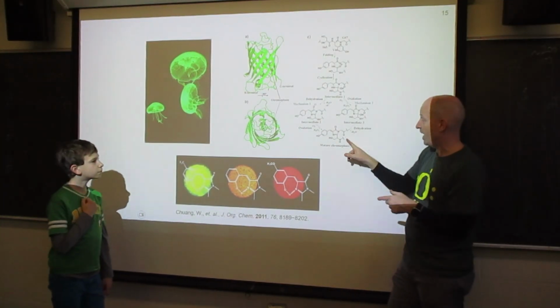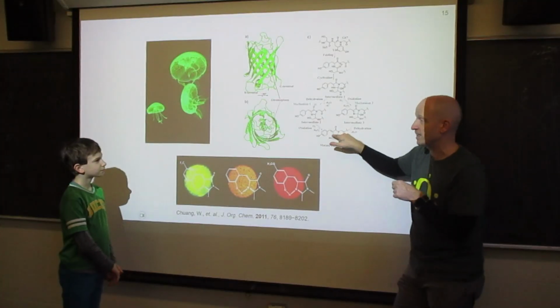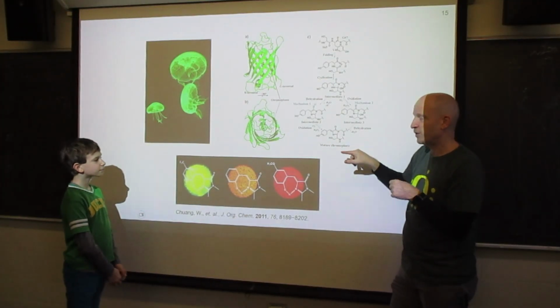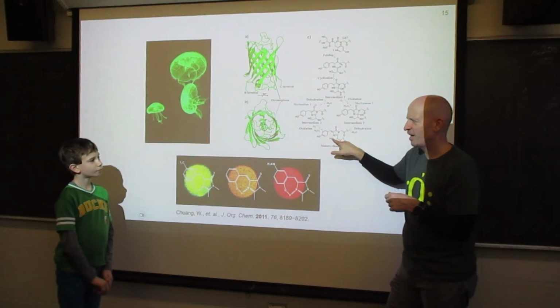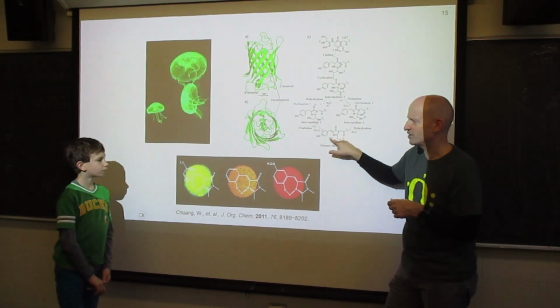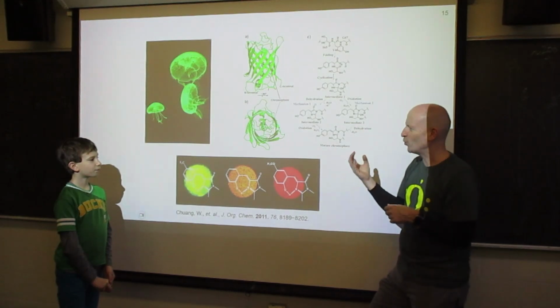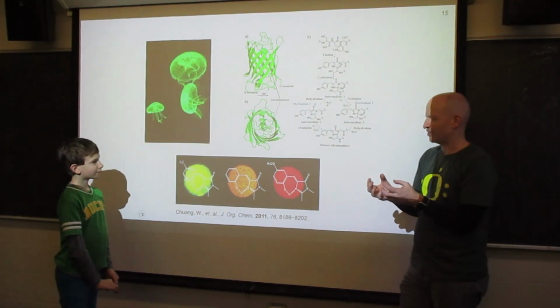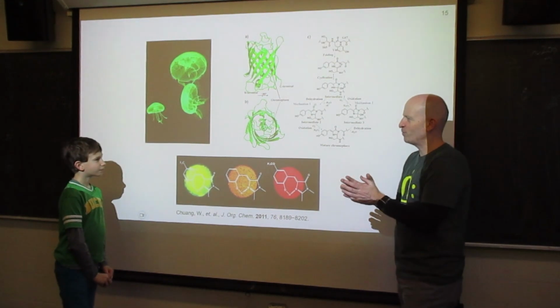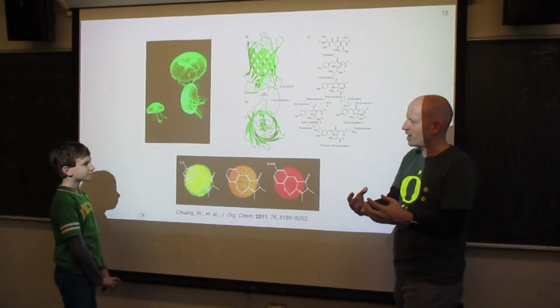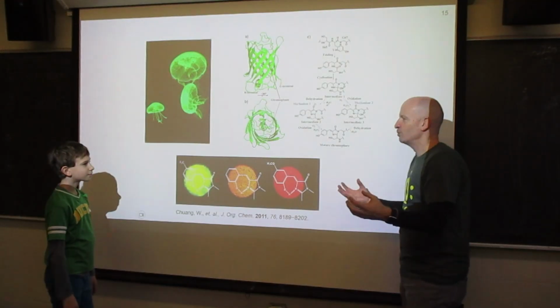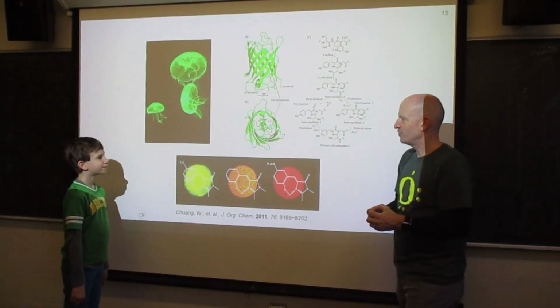Now we can go into the lab and we can make molecules that look like this. Not only can we do that, we can change groups on there, and we can change the color that it fluoresces. In fact, we can control that. And this is really what synthetic chemists do, is that they synthesize compounds that have new functions, new properties that you don't just get in nature.